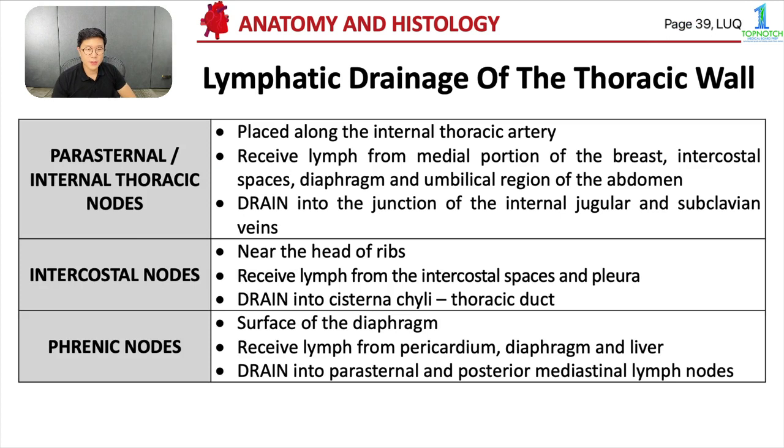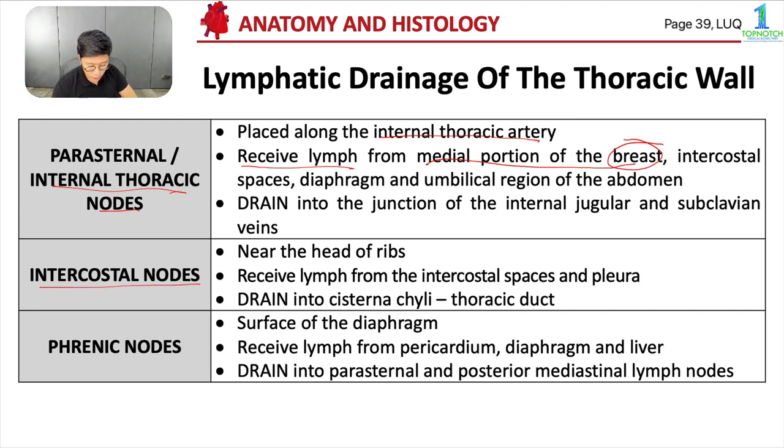So lymphatic drainage of the thoracic wall. So you have your parasternal or internal thoracic nodes. So internal thoracic nodes, they just follow the internal thoracic artery. However, it's important to note that they do receive lymph from the medial portion of the breast, and they drain into the junction of the internal jugular and subclavian veins.